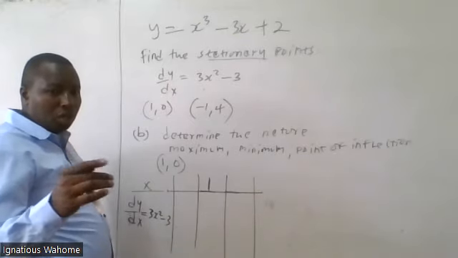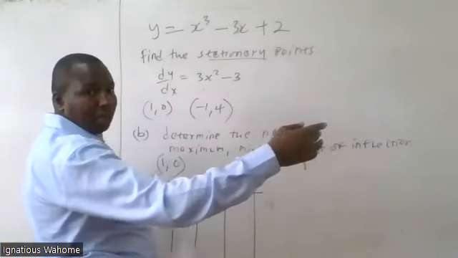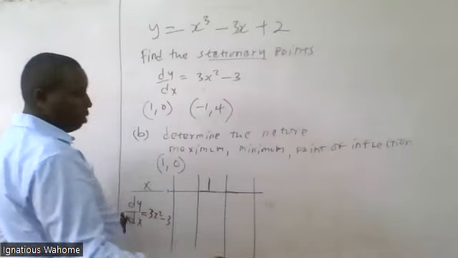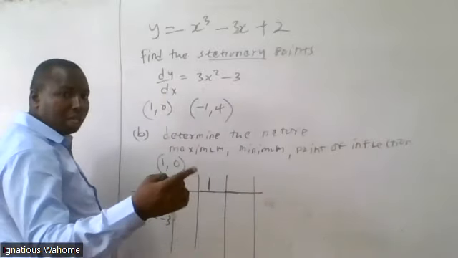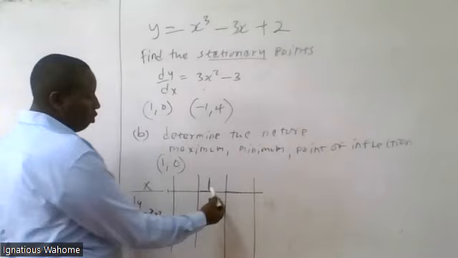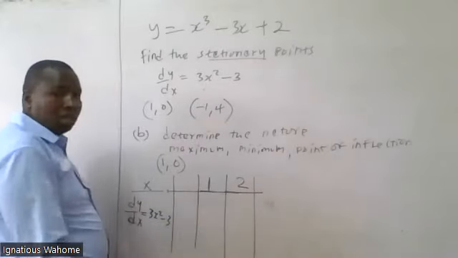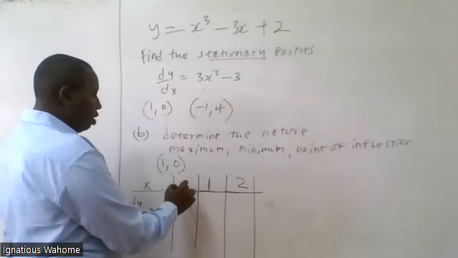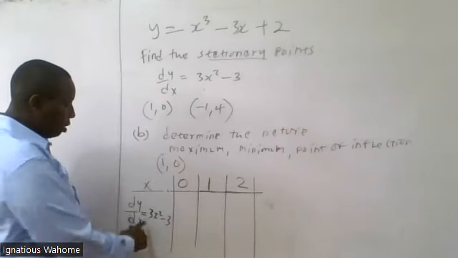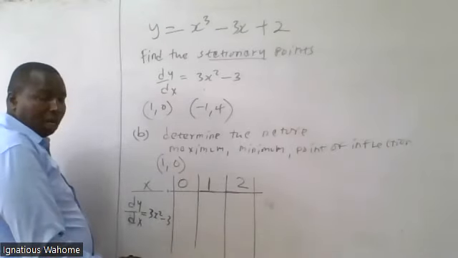Then you move one step to the right, a whole number step. So from 1, you go to 2, and from 1 on the other side, you go to 0. I want you to substitute these values here.